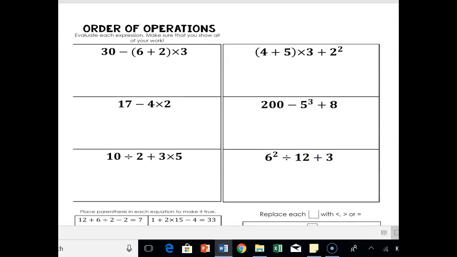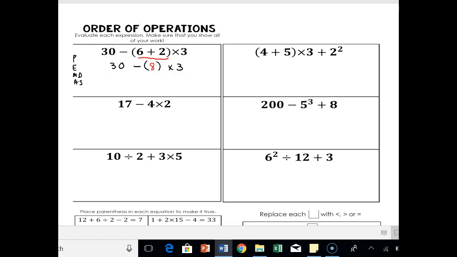We're going to evaluate each expression, and we're going to show all of our work. So every time we do PEMDAS, we are going to write out PEMD on the same level and AS on the same level, because it's not necessarily we always multiply before we divide. It's whatever comes first, left to right. The very first thing I see is parentheses, right? So I'm going to underline the 6 plus 2, and I'm actually going to do it. So that's 6 plus 2 becomes 8. Keep it in parentheses, and then drop everything else down. So 30 minus 8 times 3.